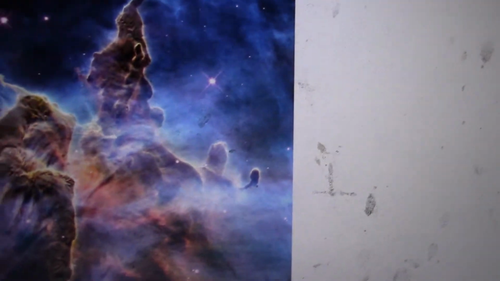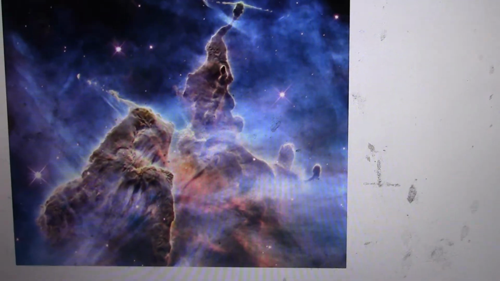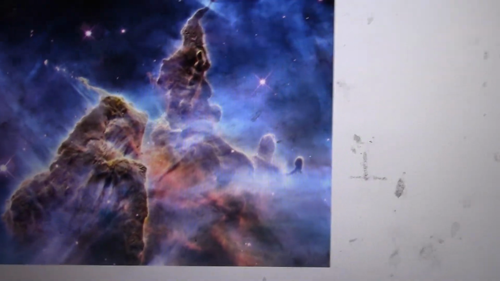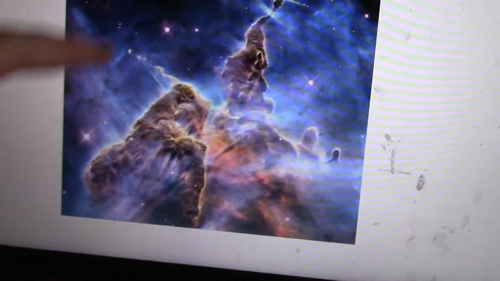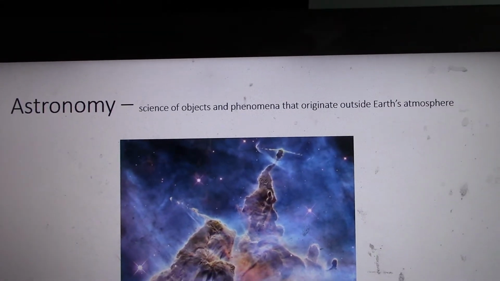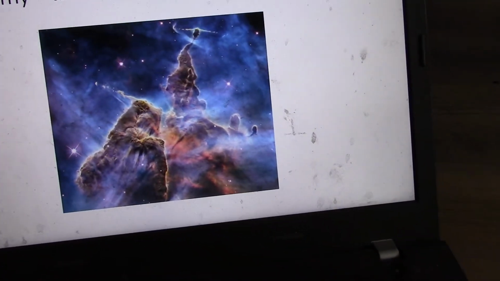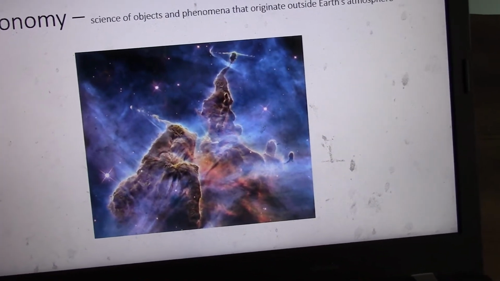This is actually the Crab Nebula. So this is a star-forming region. There's lots of dust and gas in there, and that's what you see, with multiple stars behind it. So we're going to study astronomy here, and astronomy is the science of objects and phenomena that originate outside Earth's atmosphere. It's going to be a very brief introduction, but you'll get a little gist of it.